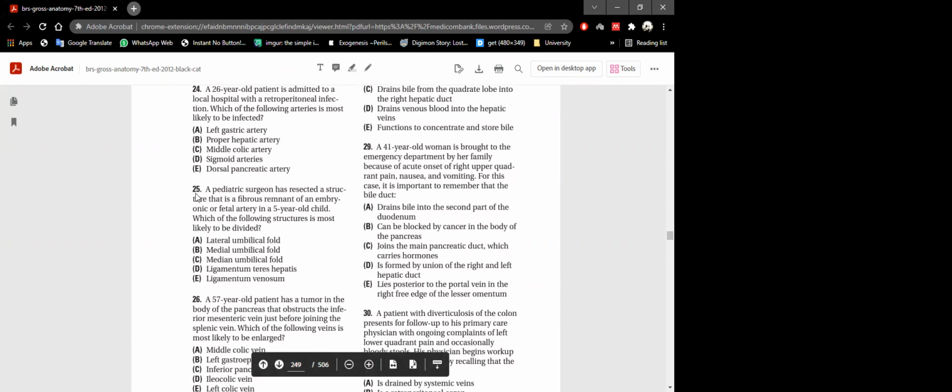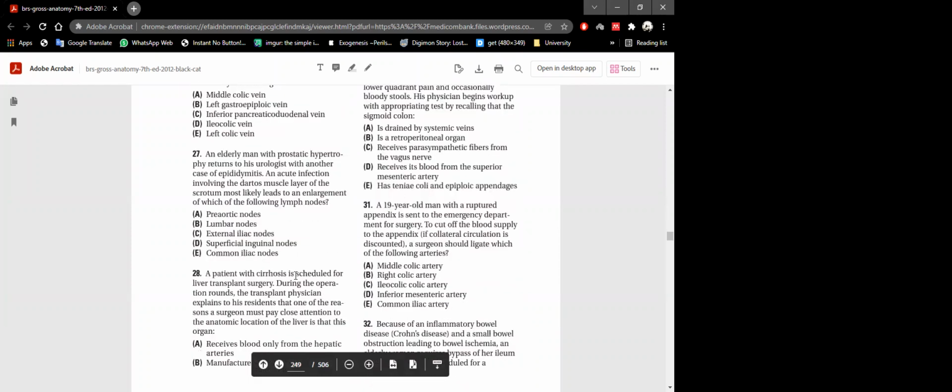A pediatric surgeon has resected a structure that is a fibrous remnant of an embryonic artery in a five-year-old child. Which of the following structures is most likely to be divided? It's a fetal or embryonic artery. Which one is it? The medial umbilical fold. It is a remnant of the umbilical artery. Cool, cool. Let me see if I can find another one.